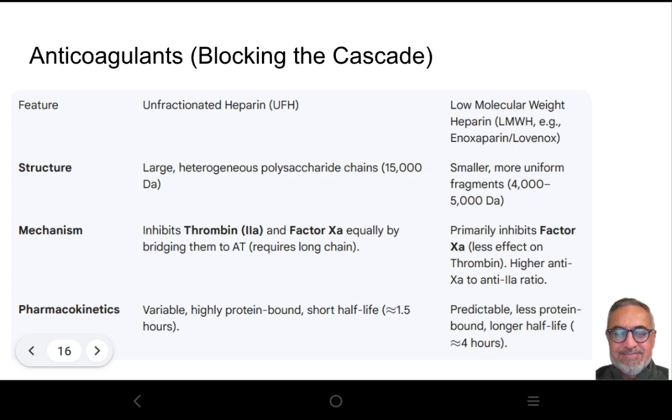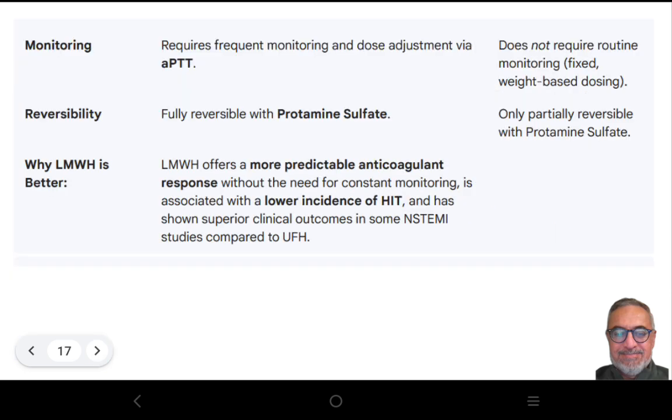Low molecular weight heparin, on the other hand, Lovenox, is a smaller molecule. It primarily inhibits factor 10A and has a higher anti-10A to anti-2A ratio. Its action is predictable but has a longer half life, 4 to 6 hours. IV heparin requires frequent monitoring. It's fully reversible with protamine, and Lovenox does not require monitoring and is partially reversible. Lovenox offers a more predictable anticoagulant response.